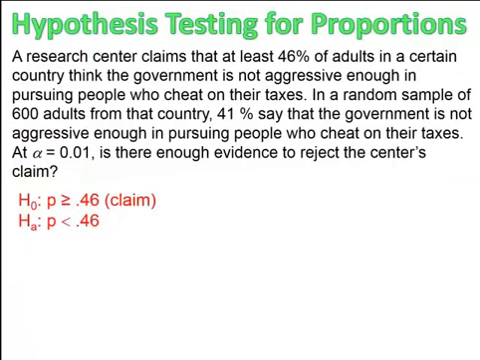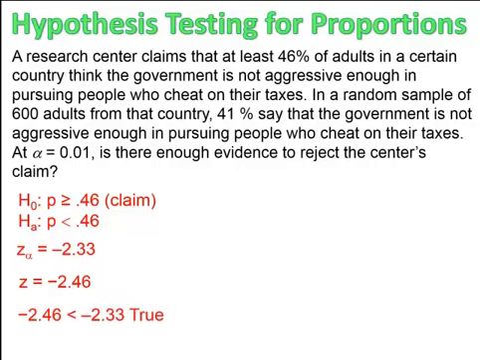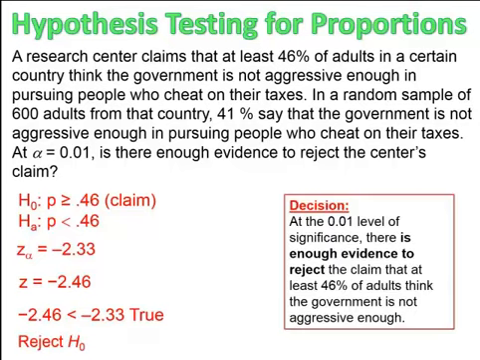So in this case, the claim is on the null hypothesis. Your critical value is a negative 2.33. That test statistic is a negative 2.46. It is a true statement. Our test statistic is less than our critical value, and it's always based on the alternative. Therefore, we reject the null hypothesis. And because the claim is on the null, there is enough evidence to reject the claim. Pause and try.